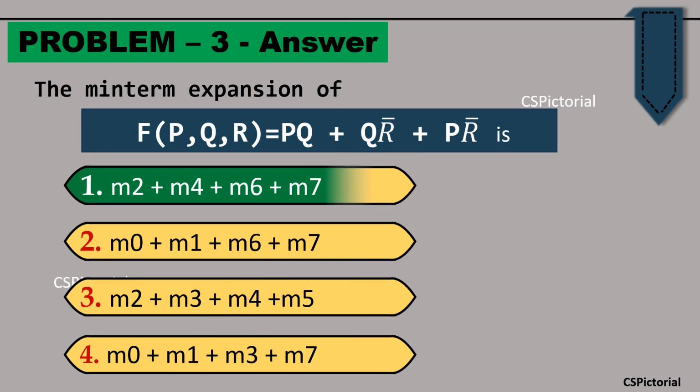Thereby, the answer for this question is option 1, M2 plus M4 plus M6 plus M7.